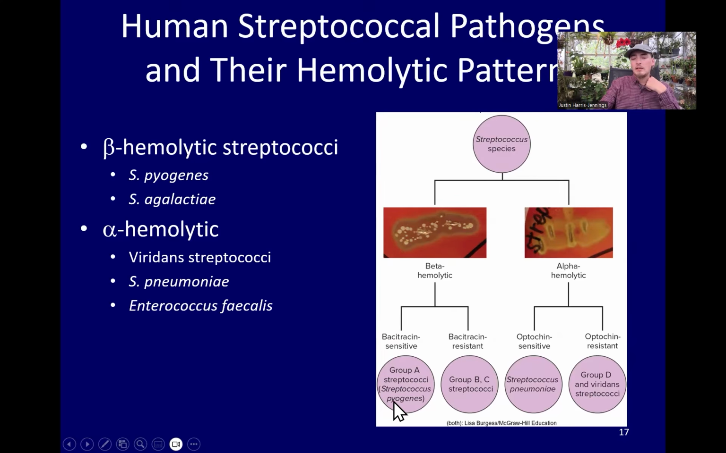Strep throat can have different virulence factors and can cause some downstream effects like rheumatic fever and scarlet fever and things like that. Alpha hemolytic bacteria, that is streptococcus, can be like Streptococcus pneumoniae and group D viridans.